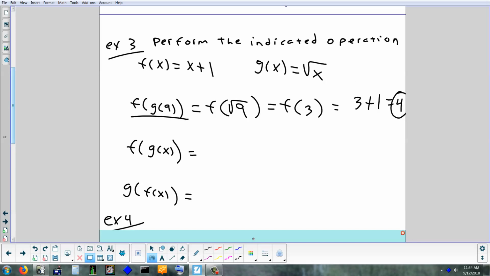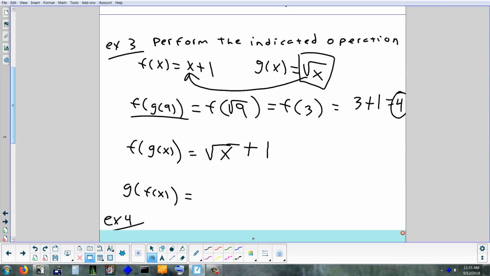Okay. I don't know which one. Okay, so we do have to plug one into the other. Can anybody tell me which one gets plugged into which, eventually? G of x gets plugged into f of x. That's the first step. So it's square root of x plus 1. And actually, it's the last step. There's no simplifying to do. No like terms, nothing to reduce. So we're done.